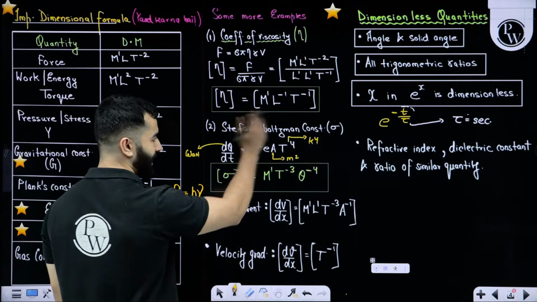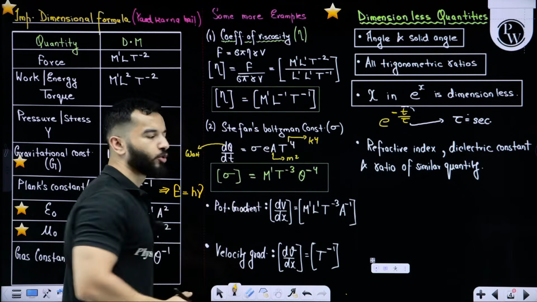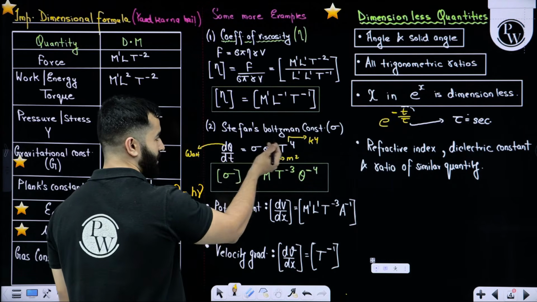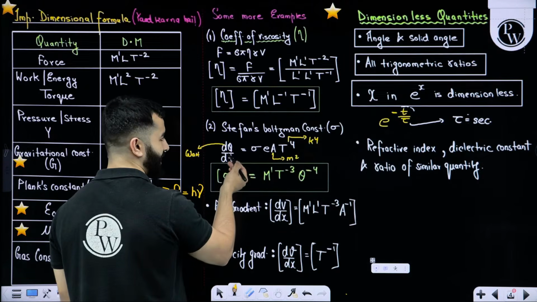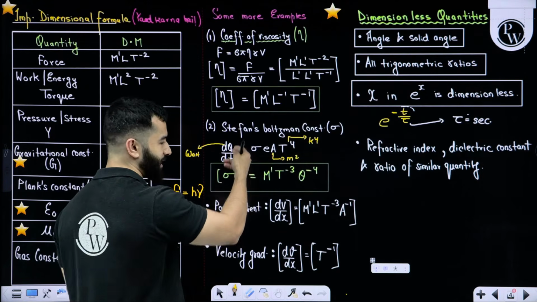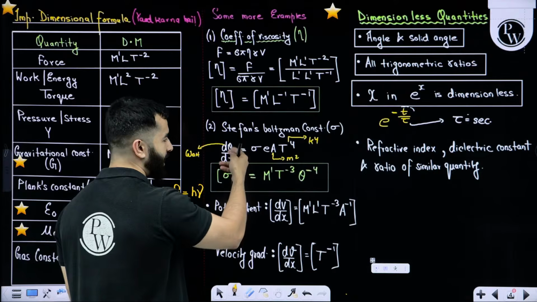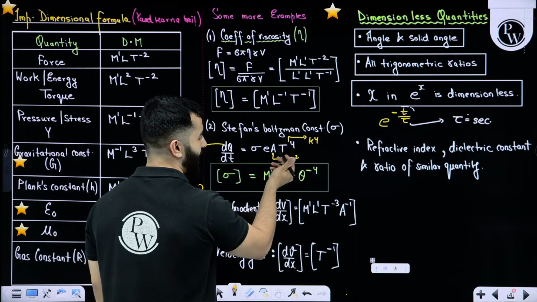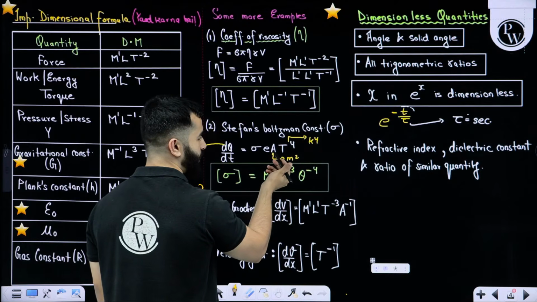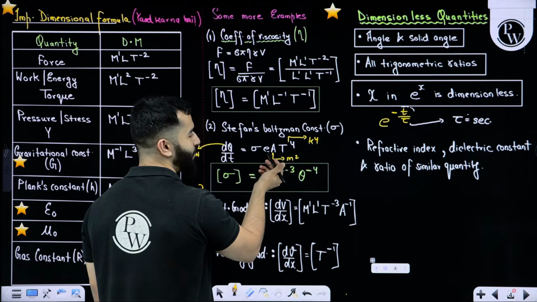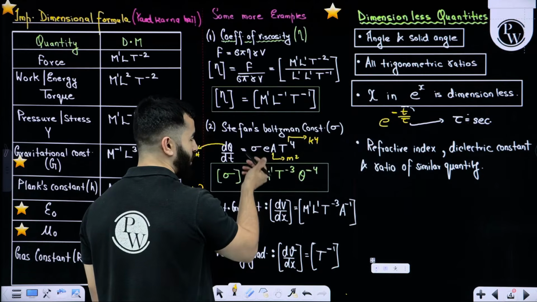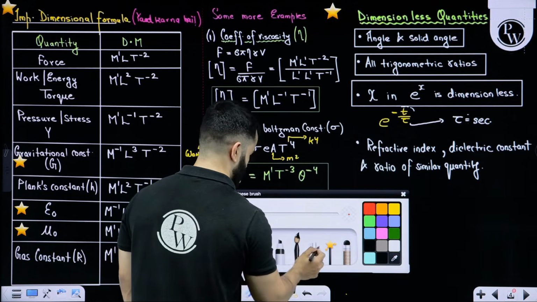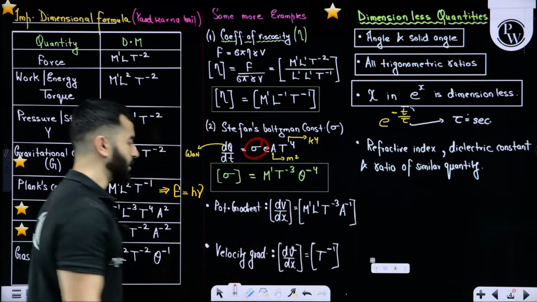Moving on, the next is Stefan-Boltzmann's constant, that is sigma. You can remember this as dQ by dt, the rate at which energy is transferred, which is basically power, so this will be in watts. It equals sigma E A T^4, where T is temperature, A is area, and E is emissivity, which is dimensionless. So again we can find the dimension of sigma. Kindly note it down, right?